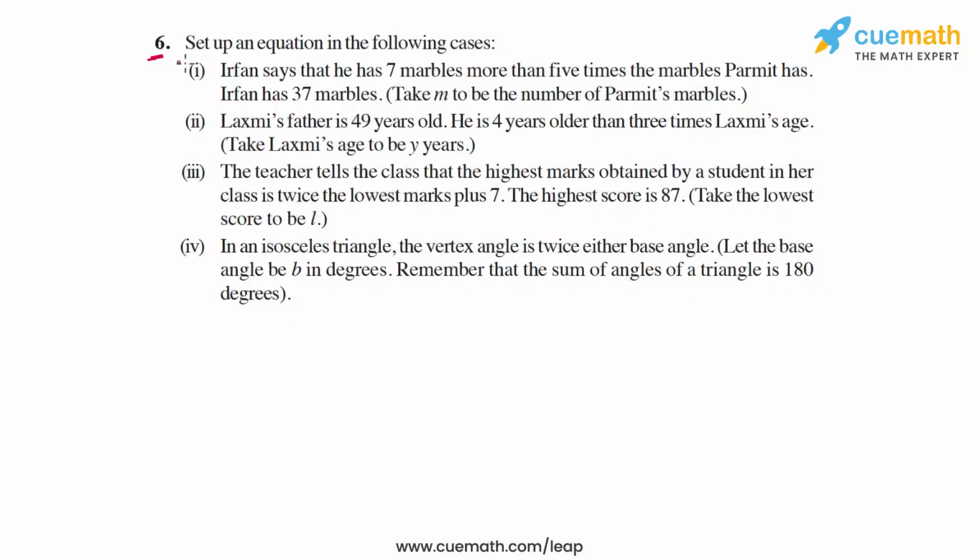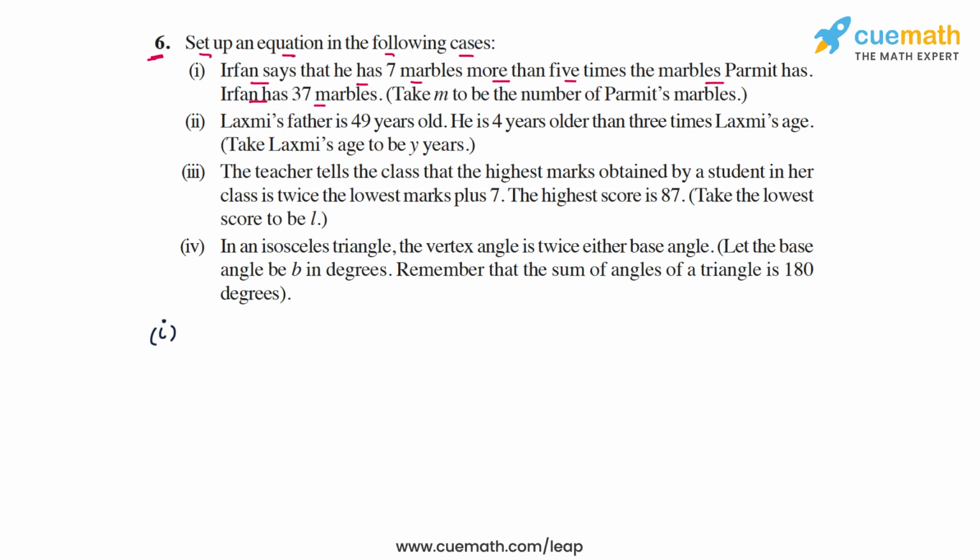In question 6, we have to set up an equation for each of the given cases. So let's start with part 1. In part 1, the situation says, Irfan says that he has 7 marbles more than 5 times the marbles Parmit has. Irfan has 37 marbles.